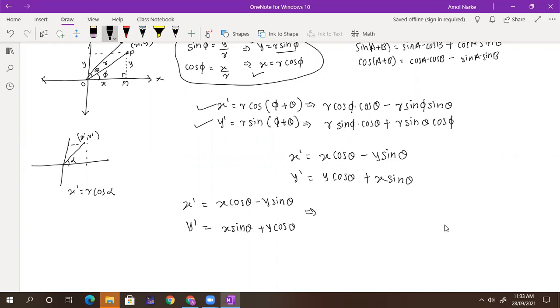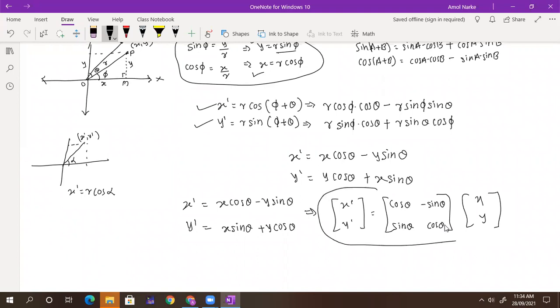So this implies, can you write down in matrix form the value of x dash y dash? Here you will get a 2 by 2 matrix, and here you will get x and y. Tell me what that particular matrix is. Cos theta minus sin theta, sin theta cos theta. So this is nothing but a rotation with angle theta. See, here I made a rotation with angle theta.